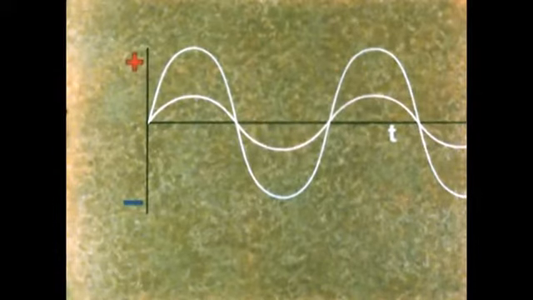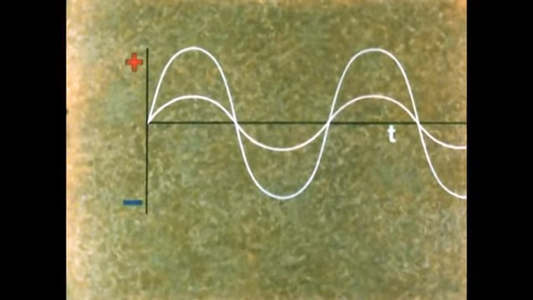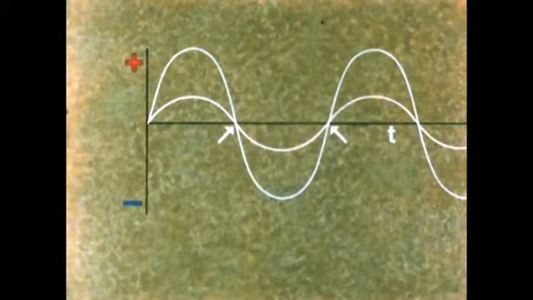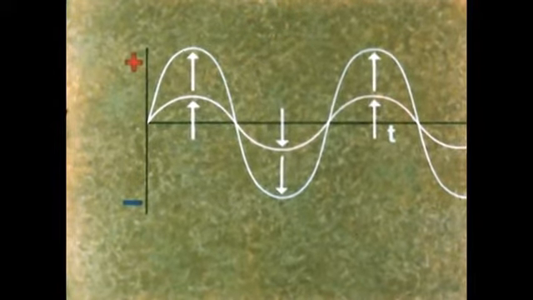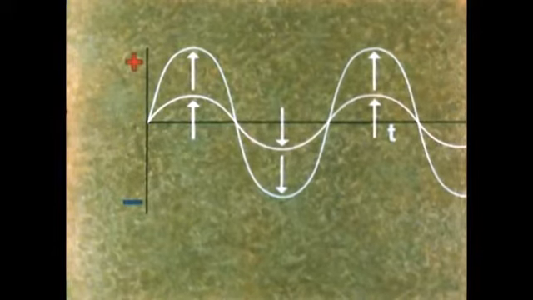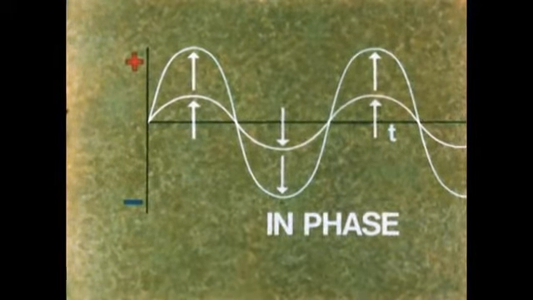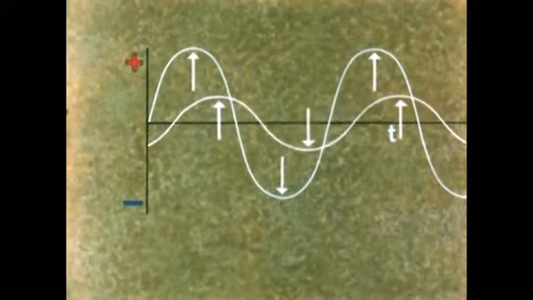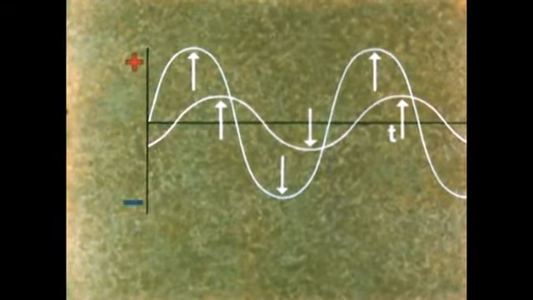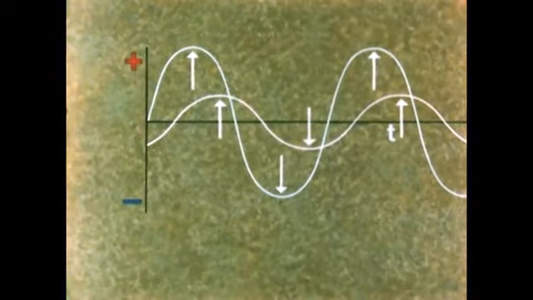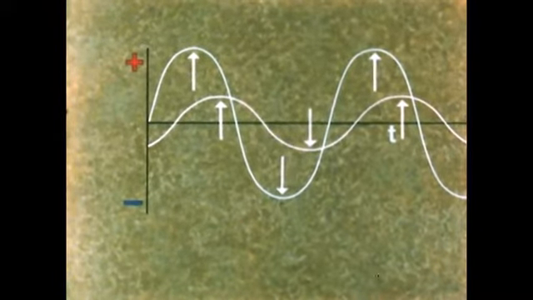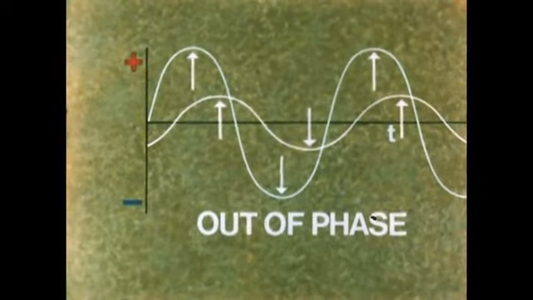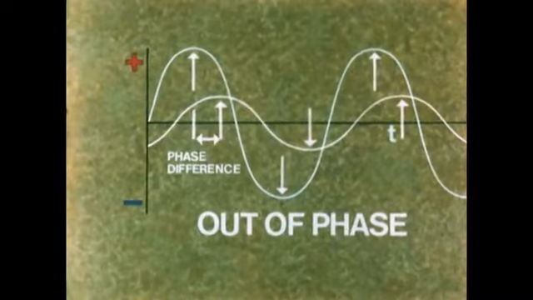Here are two waveforms of the same frequency, but with different amplitudes. However, they do pass through zero and come to their peak values at the same time. We say that they are in phase. Now, suppose that one waveform is shifted to the right, so that the zero values and peak values no longer occur at the same time. The two AC waveforms are said to be out of phase, and the difference between them is called the phase difference.